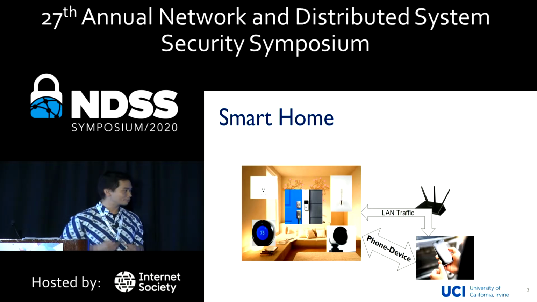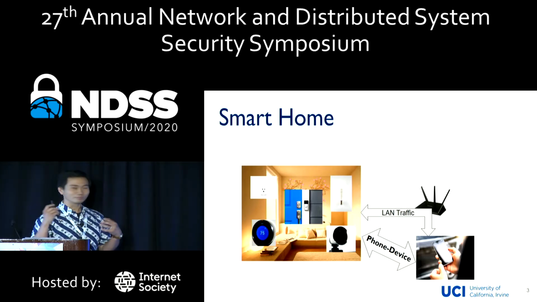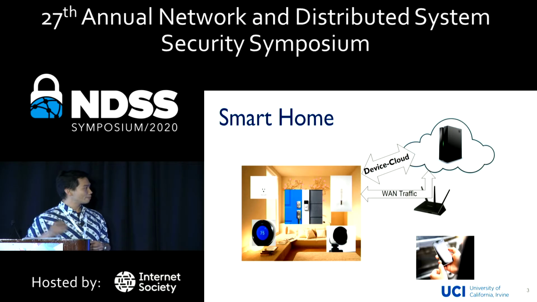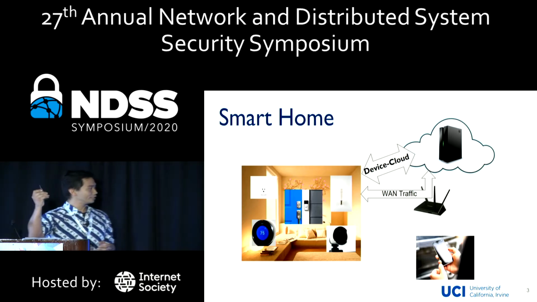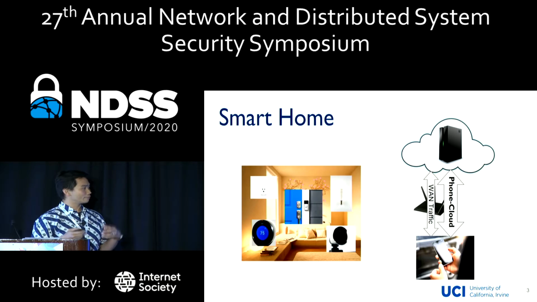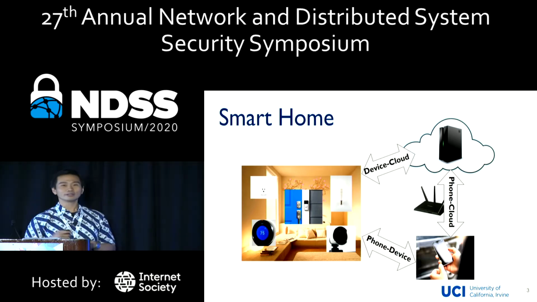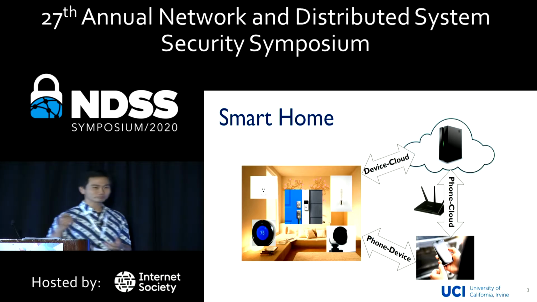So when the phone communicates with the device, they generate some LAN traffic. Subsequently, when the device talks with the cloud, for example, for some status updates, they generate some WAN traffic as well. Similarly, when the phone and the cloud communicate, because the phone is running the vendor's app, they generate some WAN traffic as well. So we can see here 3 communications are going on through our smart home router.